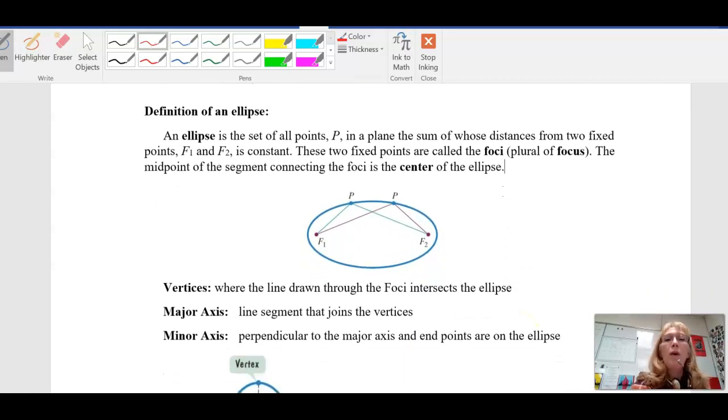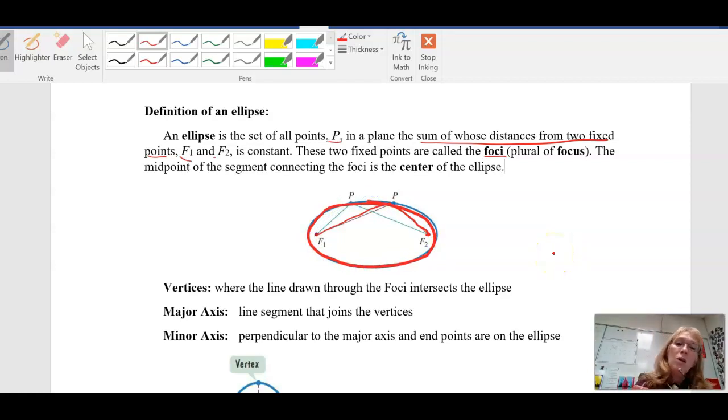It's a set of all points P in a plane, the sum of whose distances from two fixed points. These fixed points, F1 and F2, are called foci. So there's a point here in an ellipse and a point here. Now, if I gave you a string and we connected the string so it was taut here and we put a pencil around it, this string would be taut all the way around and create this ellipse.